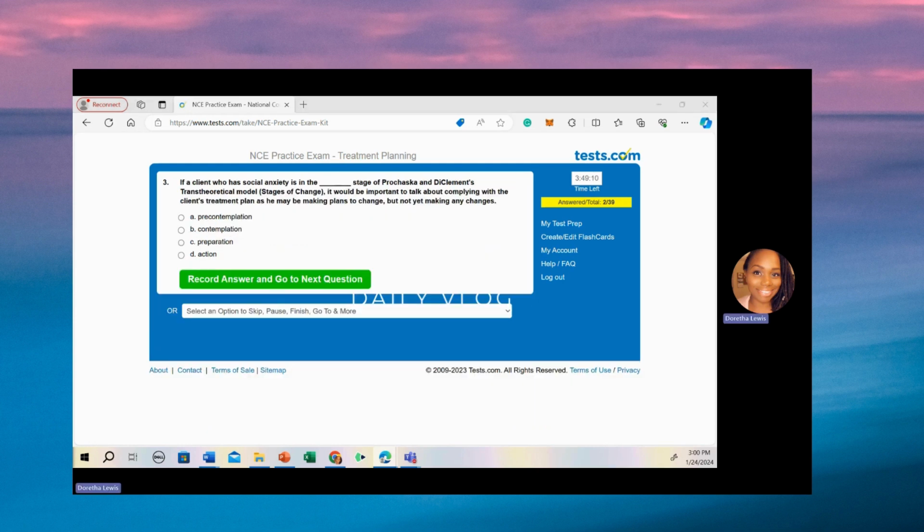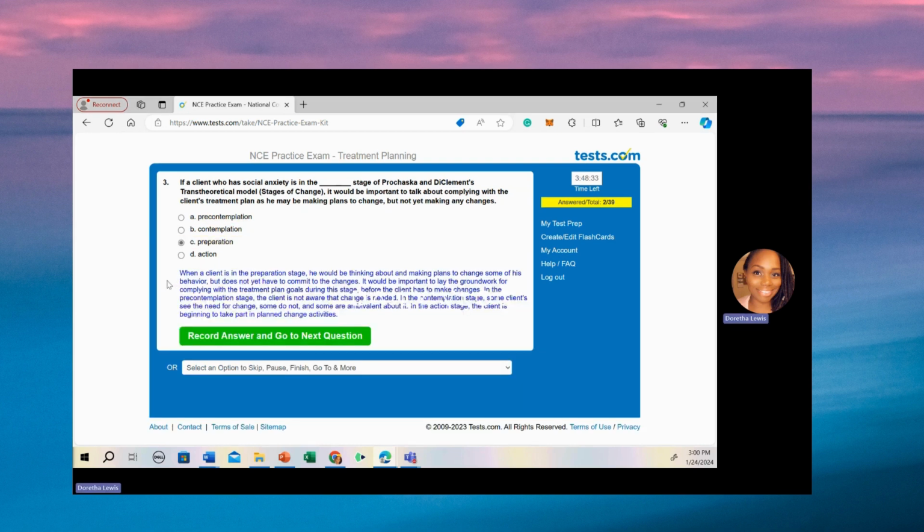If a client who has social anxiety is in the blank stage of Prochaska and DiClemente's transtheoretical model of change, it will be important to talk about complying with the client's treatment plan as he may be making plans to change, but not yet making any changes. We would say A, pre-contemplation, B, contemplation, C, preparation, and D, action.